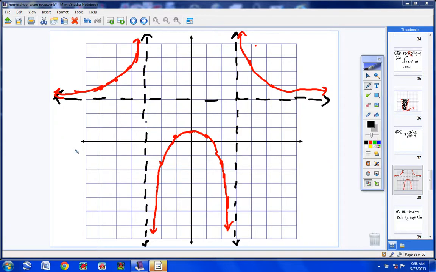Okay, Matthew, that's the last graph that you're going to see on the exam, so I'm sure you're excited about that, and let's move on.